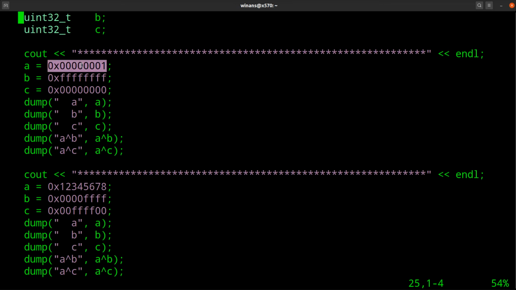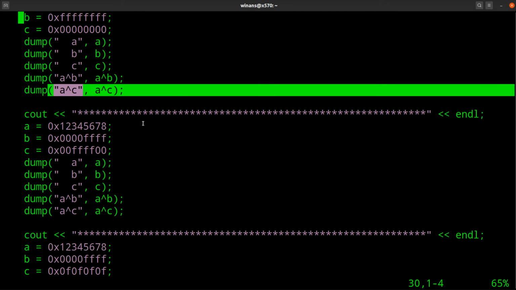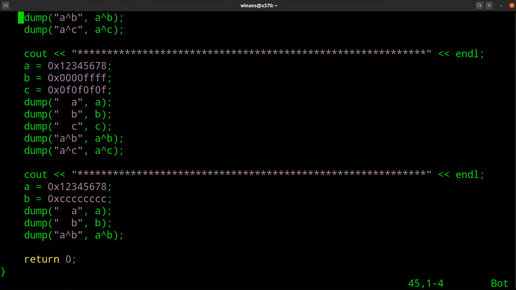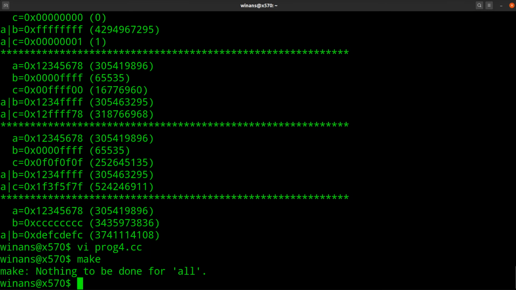Okay, so what do we got here? Again, I got all the same values we've been seeing the whole time. I'm going to print them out, and I'm going to just do them. A XOR B, A XOR C. Again, these are bitwise. On a per column basis, we're going to apply that Boolean function. Make this, if it's not made already, prog 4.